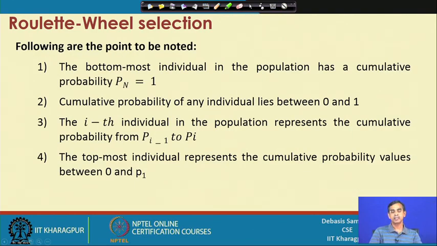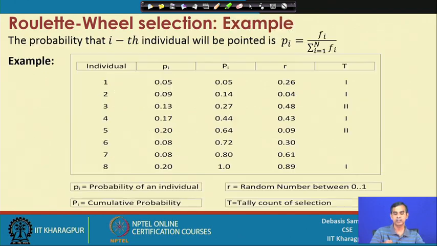And then the topmost individual in this representation has the cumulative probability values 0 and then p1. So again, this is the topmost one. In this topmost, the cumulative probability is in between 0 and 0.5, that is basically the first one. So these are the properties that the cumulative probability holds in this case.